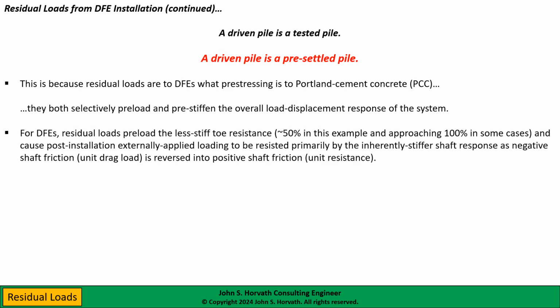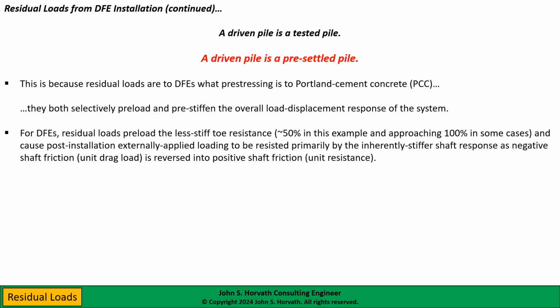Now in the case of DFEs, the benefit of residual loads is, as we know, for any DFE, it takes more displacement to mobilize toe resistance compared to shaft resistance. We may need only a few millimeters, a fraction of an inch, to mobilize shaft resistance, but we may need tens of millimeters, several inches, to mobilize toe resistance. So because residual loads mobilize some of the toe resistance, about 50% in this case history example, and I'll show you another example later on where almost 100% of the toe resistance was mobilized.